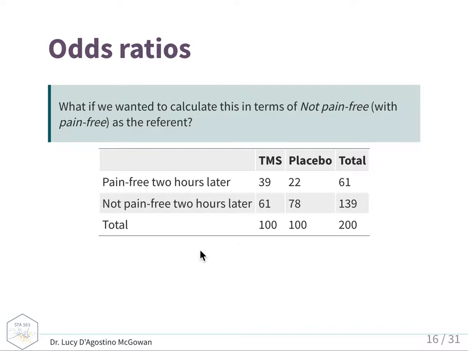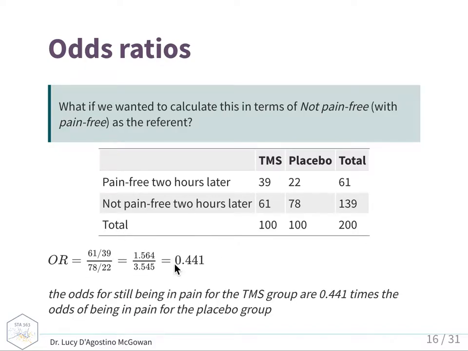What if we wanted to calculate this in terms of not pain-free, with pain-free as the referent? So then we would just flip this, and so instead of doing 39 over 61, we do 61 over 39. Instead of doing 22 over 78, we do 78 over 22, and we end up with 0.441. So the odds of being still in pain, so not pain-free, for the TMS group are 0.441 times the odds of being in pain for the placebo group.